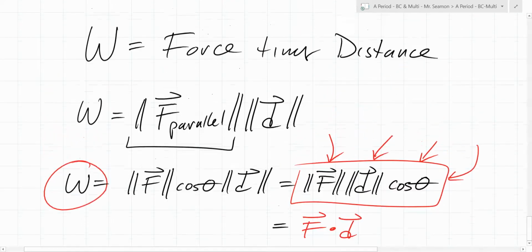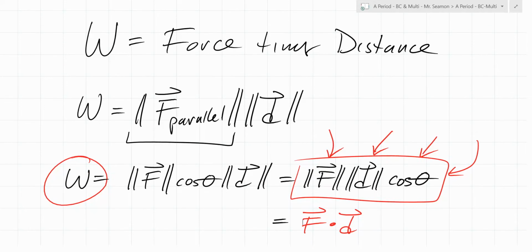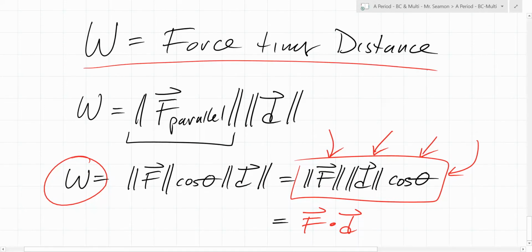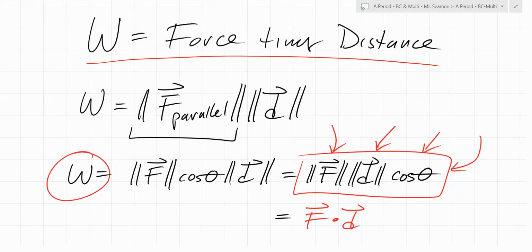So once again, we know work is equal to force times distance, but the force needs to be in the direction of the distance. That's how you did it in physics. If the force is not in the direction that the object is traveling in, you need to find the magnitude of the force vector parallel to the direction you want to go in, and multiply it times the magnitude, the distance you're traveling.